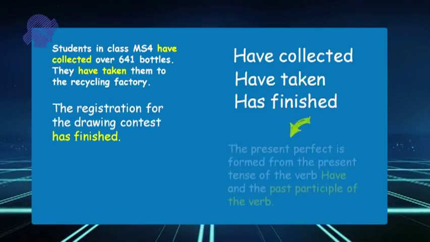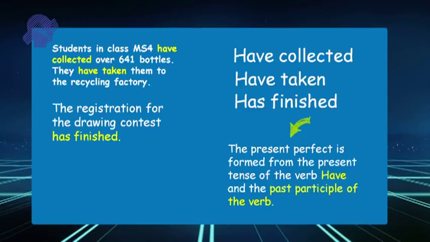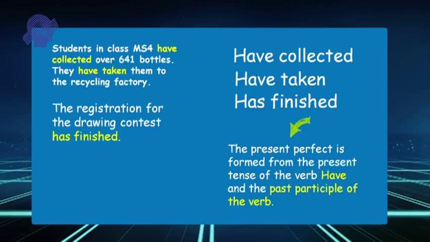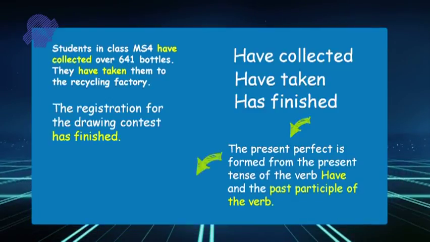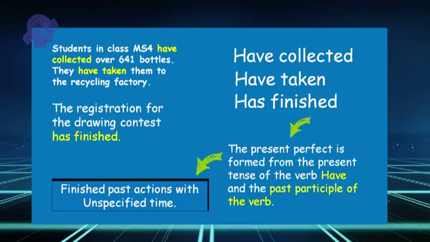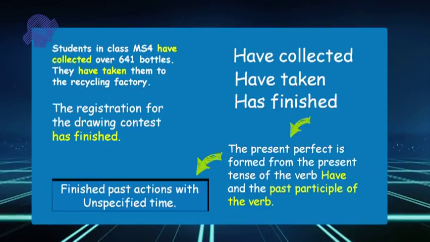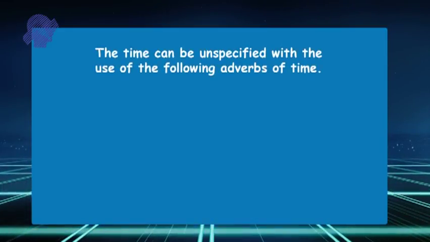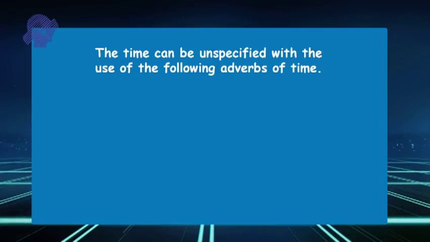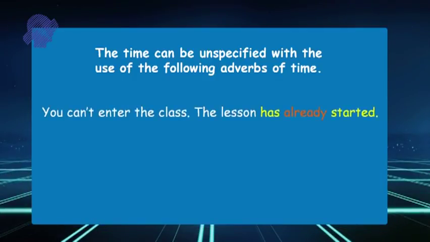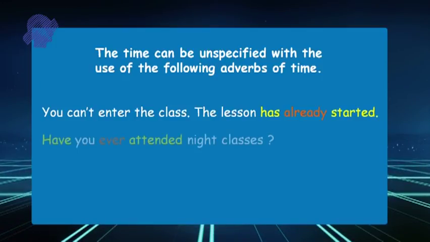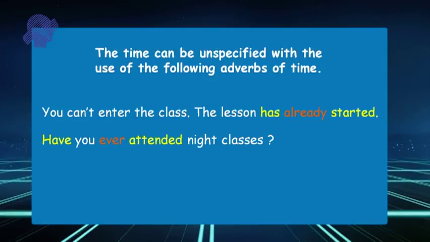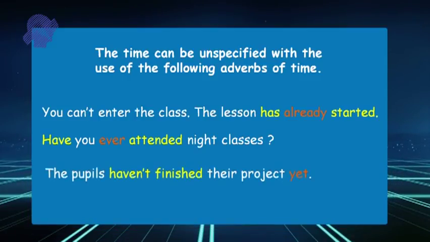It is formed from the present tense of the auxiliary have and the past participle of the verb. And of course, it is used for finished past actions with unspecified time. The time can be unspecified with the use of the following adverbs of time. You can't enter the class. The lesson has already started. Have you ever attended night classes? The pupils haven't finished their project yet.